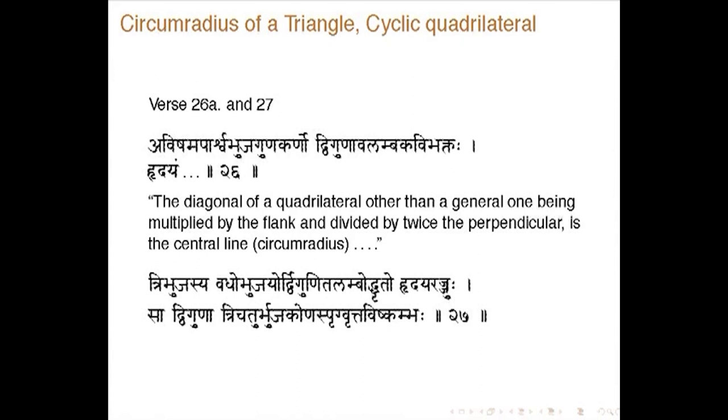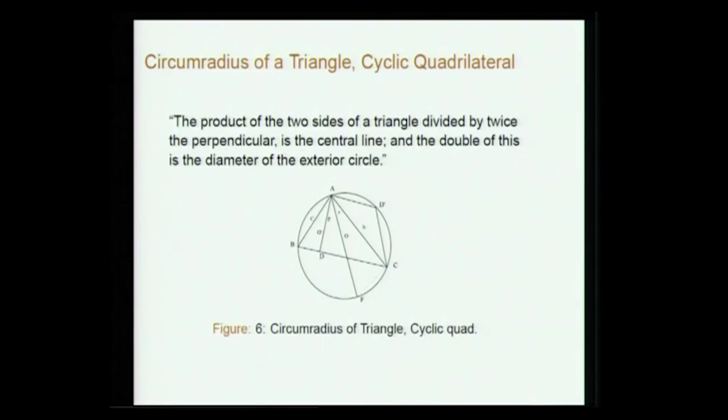That is: tribhujasya vado bhujayoho dvigunita dala dvigunita lambodhruto hrudaya rajjuhu tri chaturbhuja hrudaya dvigunam vahivruta vishkambaha. So, what he is saying is the product of the two sides of a triangle divided by twice the perpendicular is the central line, and the double of this is the diameter of the exterior circle.